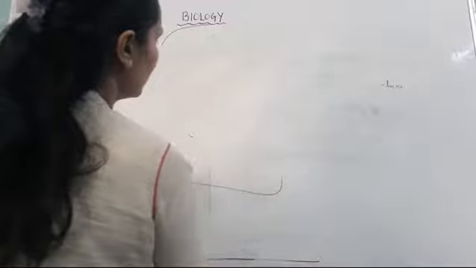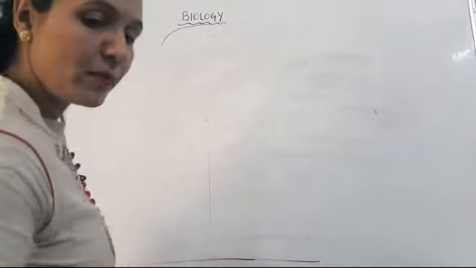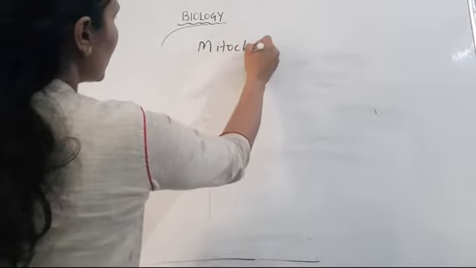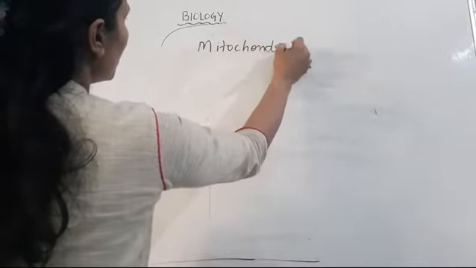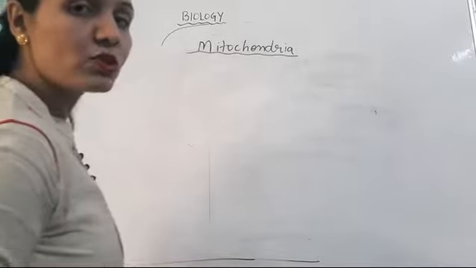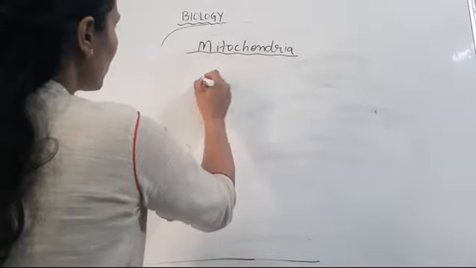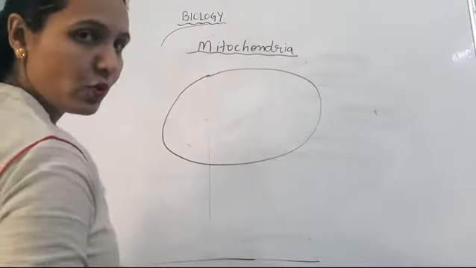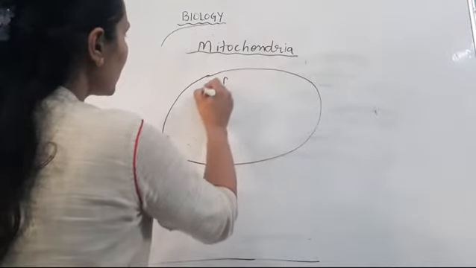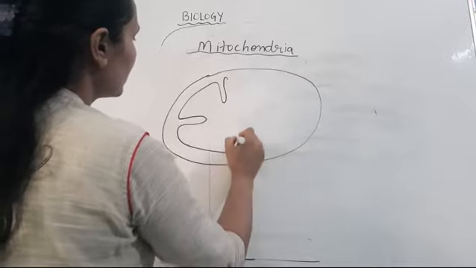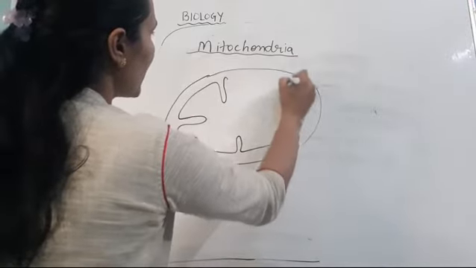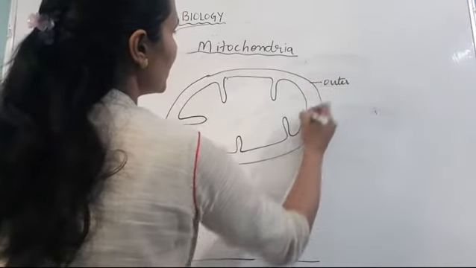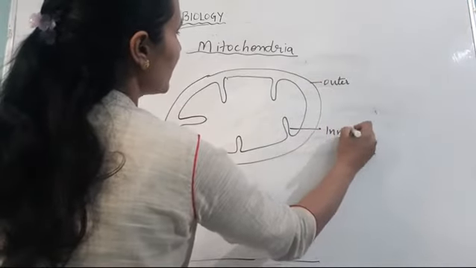The next one is the mitochondria. Yes, you all know that mitochondria is the powerhouse of the cell. This is also a double membrane structure. So you can see this is the outer membrane of the mitochondria. The inner membrane is a folded one. This is the outer membrane, and this one is the inner membrane.